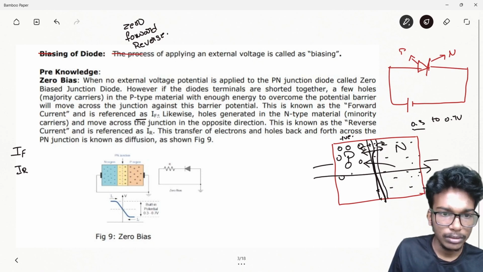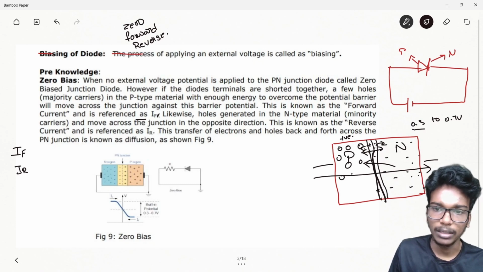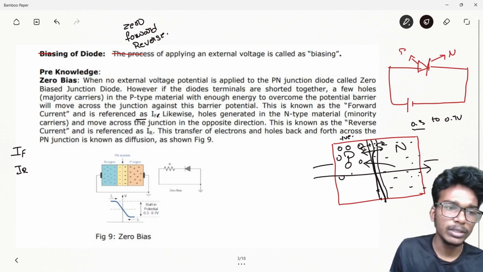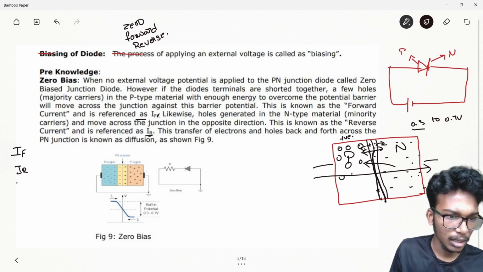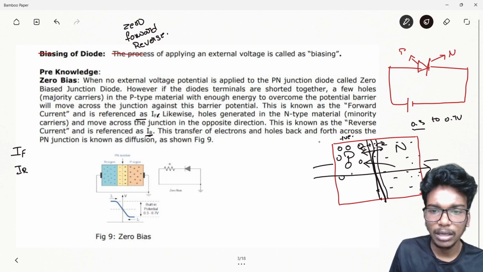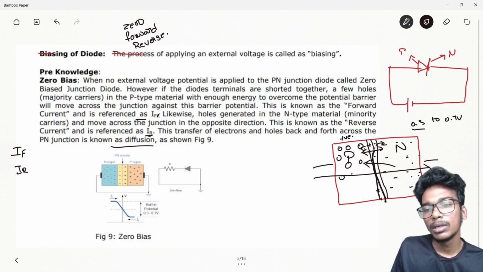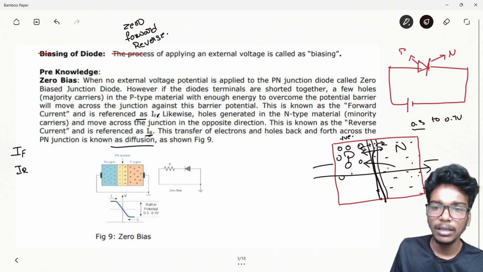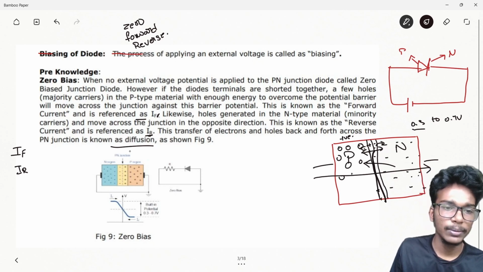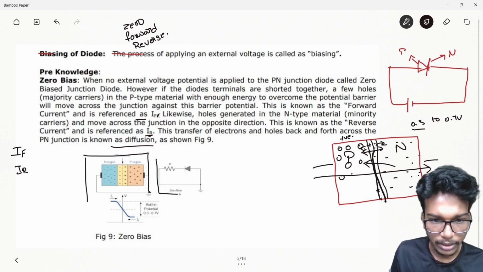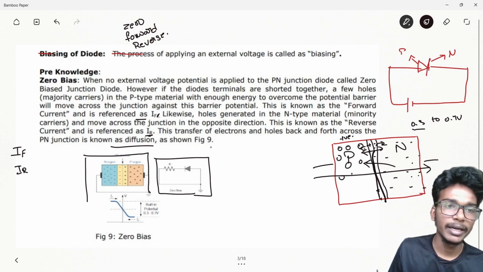Likewise, holes generated in the N-type material, the minority carriers, move across the junction in the opposite direction. This is known as reverse current. It is represented as IR. That's what I said, right? This transfer of electrons and holes back and forth across the PN junction is known as diffusion. This is the phenomenon that I explained. Movement of negative electrons to the P side and movement of positive ions to the N side is known as diffusion. This is the representation of a PN junction diode, and this is the circuit representation. Just have a basic idea of these things.